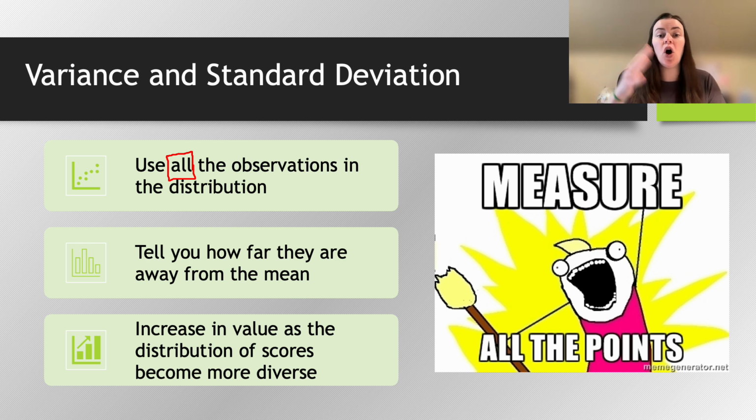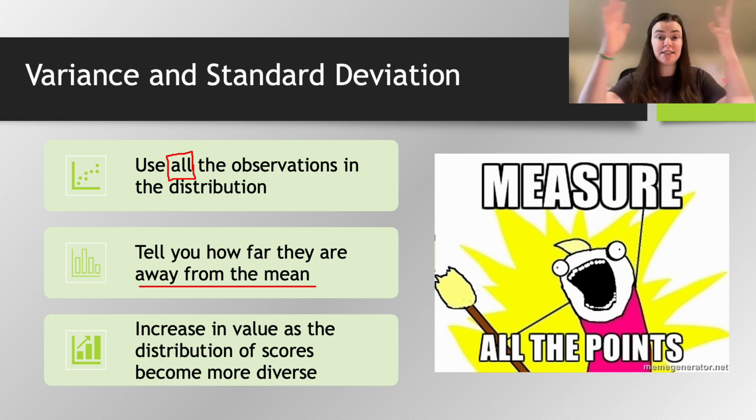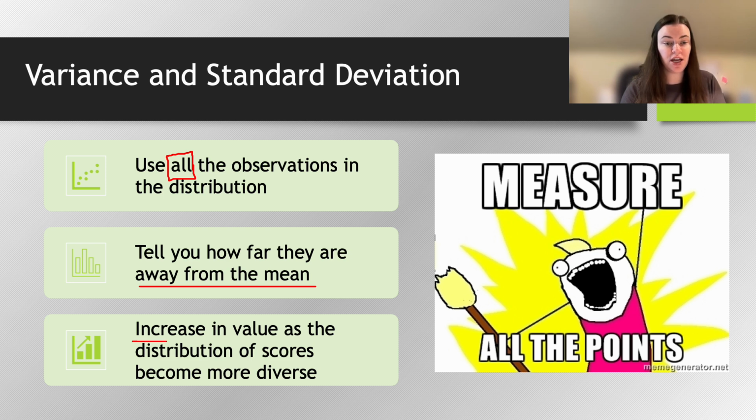And because they use all of those data points, we are able to measure how far away we are from the mean. So this is bringing together our conversations from Chapter 3 with measures of central tendency, and now bringing that into a more holistic idea with our measures of variability to get the best picture we can of our distribution as a whole. Lastly, our variance and standard deviation increase in value as the distribution of scores becomes more diverse, and because of that, they can tell us what that spread or overall variability actually is.